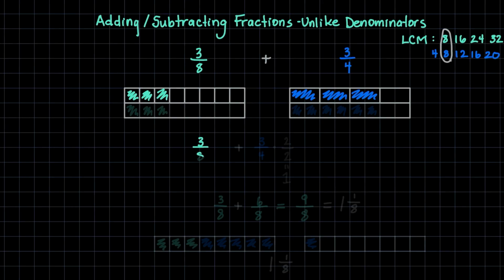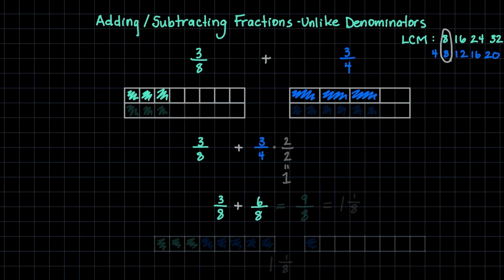Now, 3/8 is already an 1/8, so I don't have to worry about it. But 3/4, what do I multiply 4 by to get 8? And it is 2. Remember, we can only multiply something by 1 for it to stay equivalent. So we're going to multiply by 2 over 2 because that's the same thing as 1. So we end up with 3 over 8 plus 6 over 8.